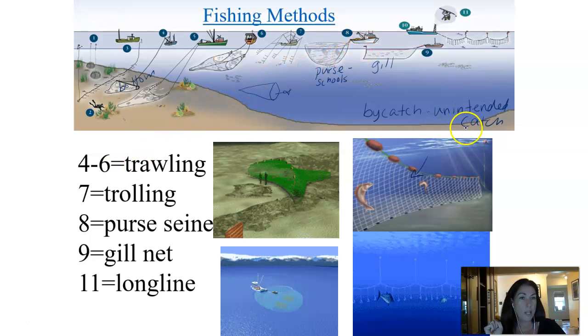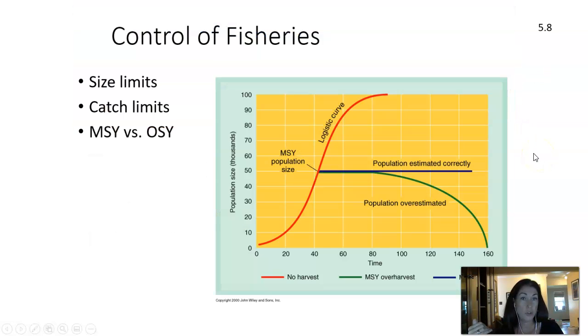Now number 11 is longline fishing. This is a big one we do for, say, swordfish or tuna. And what you do here is it's literally miles of baited hooks. And you just leave them out. So you drop the hooks and you leave them out sometimes for a day or two, and then you reel it back in and see what you've caught. So our technology really has increased our ability to catch a tremendous amount of fish.